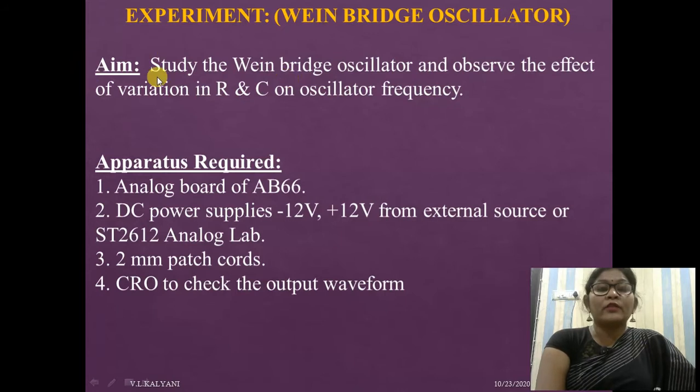So this is your experiment. Study the Wien bridge oscillator and observe the effect of variation in R and C on oscillator frequency. For this purpose, the apparatus required are the analog board and DC power supplies, that is, we are using minus 12 volt and plus 12 volt. Two patch cords are also required for the connection, and the CRO is used to check the output waveform.